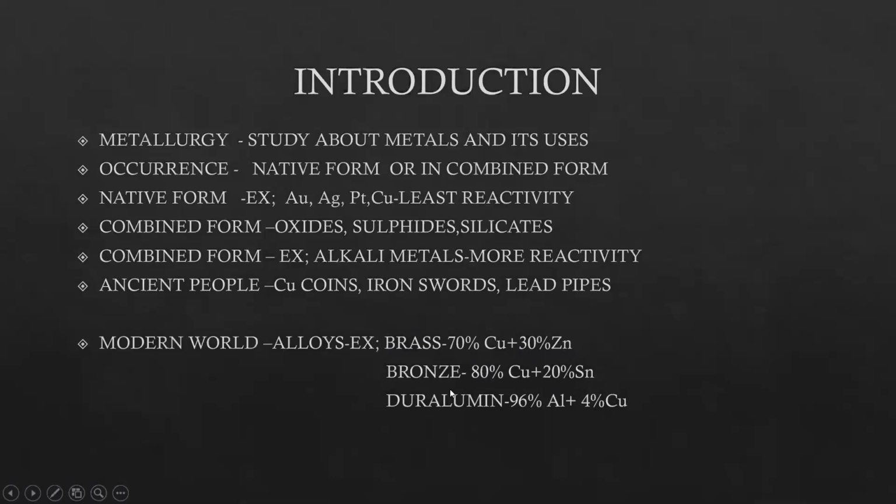So next one is bronze. Bronze is the mixture of 80% copper and 20% tin. We are using this bronze for making statues, bells, etc. So next one is duralumin. Duralumin is the mixture of 96% aluminium and 4% copper. We are using this duralumin for aircraft manufacturing.